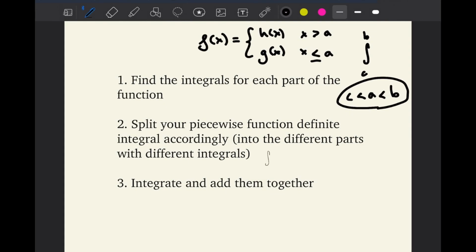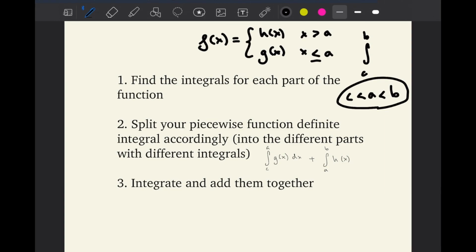We know that we're going to start off with c because it's the smallest, and we're going to go up to a, and that will be the integral of g of x dx. Then we're going to have a second integral for the second part of the function, which is going to start from a and go into b, and it's going to be h of x. And our last final step is simply to integrate them and to add them together.